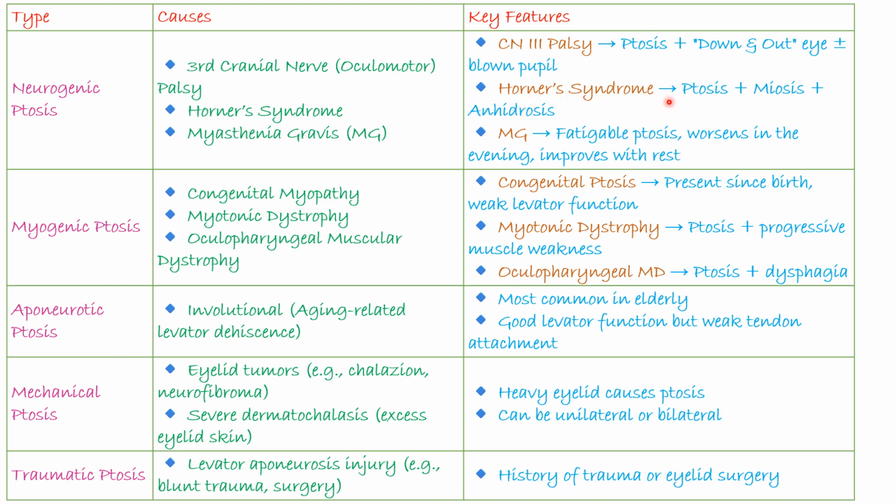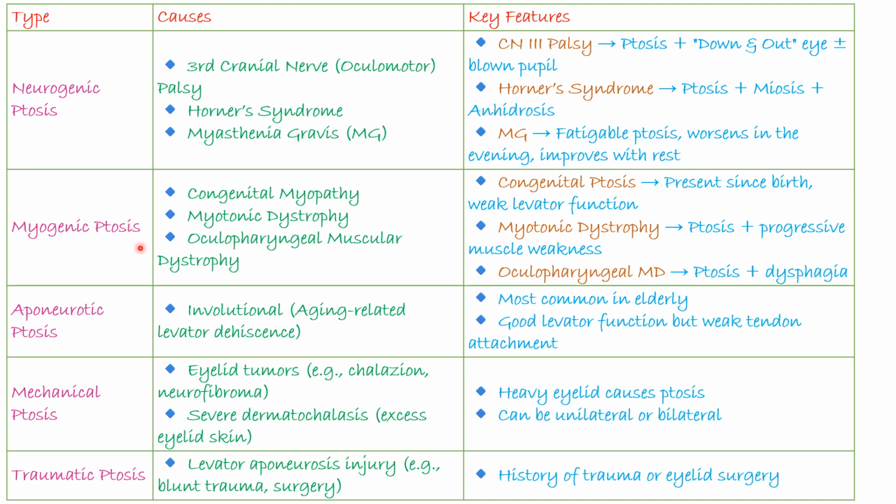Next is Horner syndrome, which will have a triad of ptosis, miosis, and anhidrosis. In Horner syndrome, we have disruption of the sympathetics. I also have a video about that. You can go and watch it. Myasthenia gravis, this is when you have variable ptosis and it usually worsens in the evening and usually improves with rest.